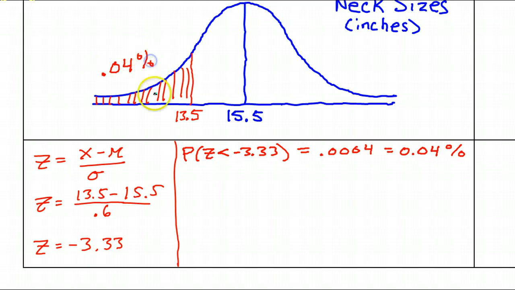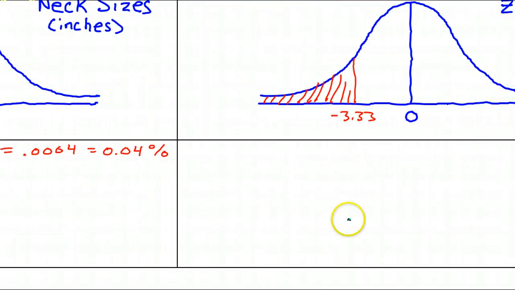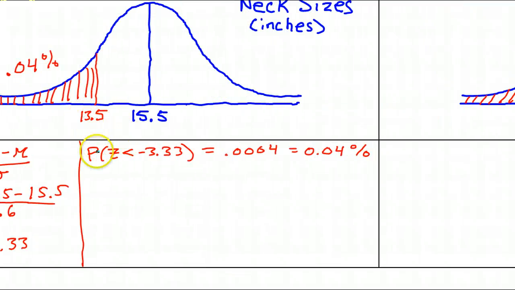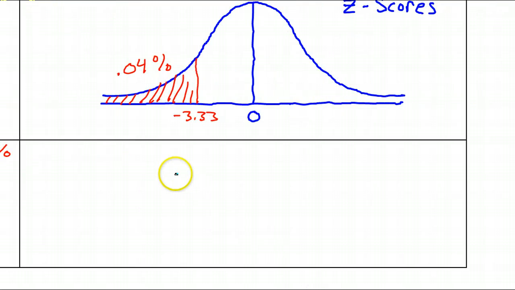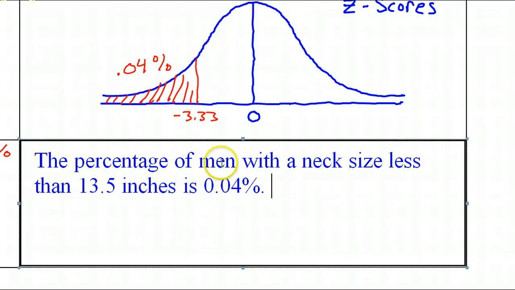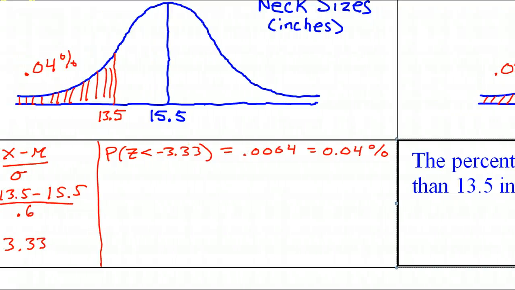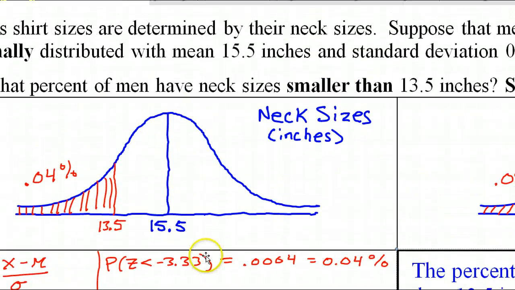Because the percentage of data to the left is going to be the same for both the z-score and the neck size, that's why it's so useful. So I'll just go ahead and record that percentage on both pictures. And just write up your answer in a sentence, and that's it. I'll do that off camera. Alright, so something like this would be good. The percentage of men with a neck size less than 13.5 inches is 0.04%. Okay, there it is.